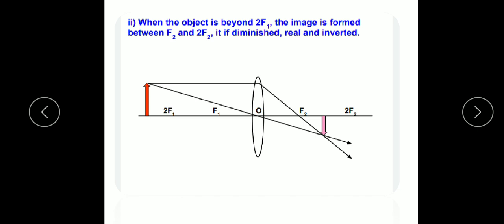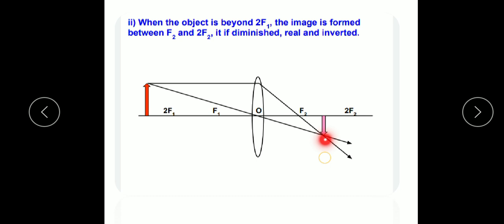And the second case, when the object is placed beyond 2F1 of the convex lens, the image is formed between F2 and 2F2. That is, the position of the image is between F2 and 2F2 when the object is beyond 2F1. And the nature of the image is real and inverted.